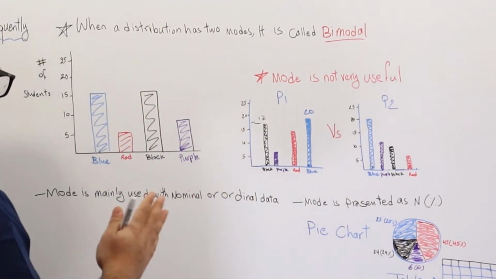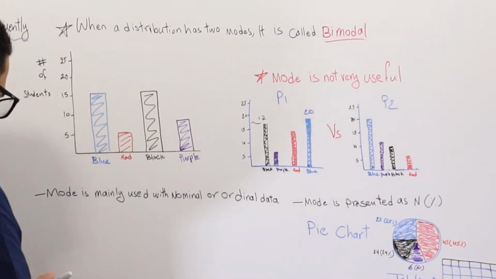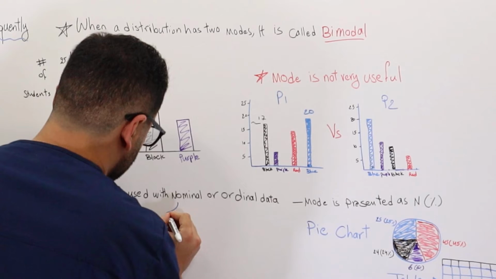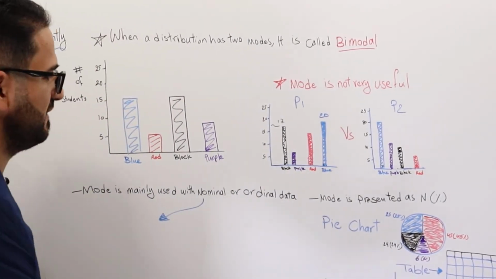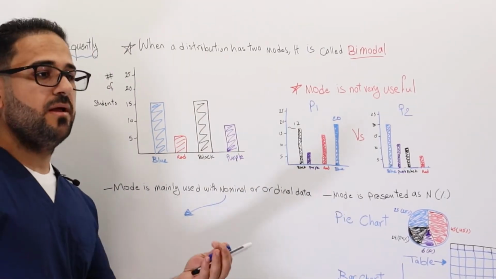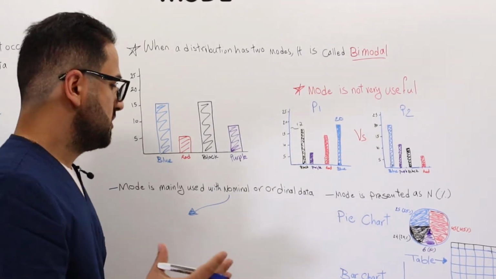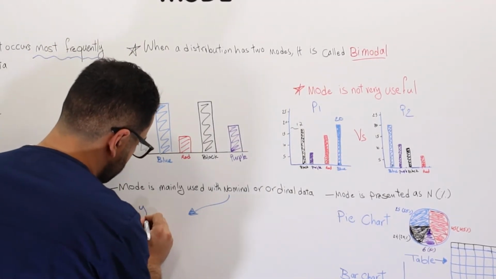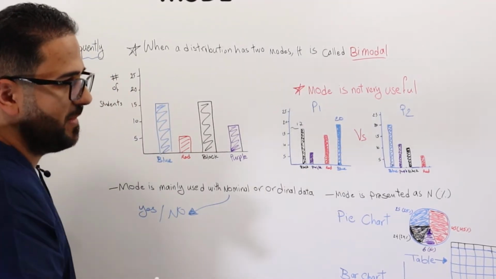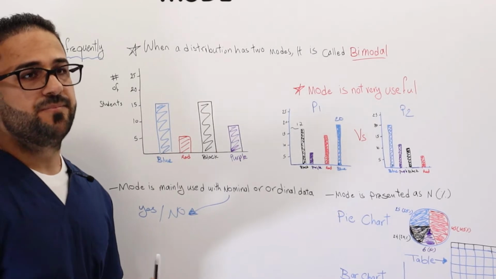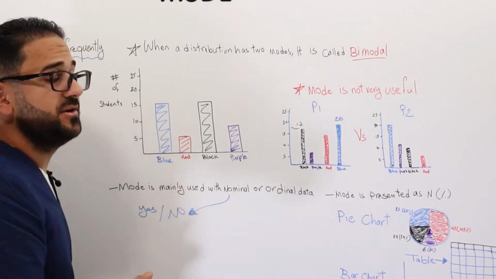And the mode is mainly used with nominal or ordinal data. When it comes to nominal, this is basically when we have a yes and no question. So let's say a student goes into their class and he's trying to find out the mode for gender. What is the mode over here? What do we have, more females or more males? So he asks a yes and no question. The student receives a form that says, are you a male? Yes or no. Are you a female? Yes or no. So this is basically nominal. It's basically a yes and no question.